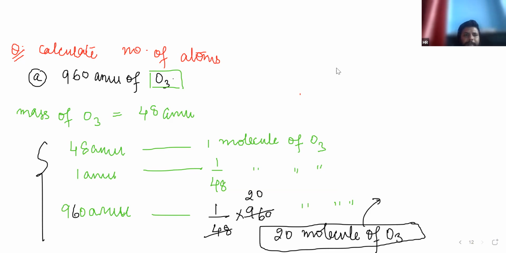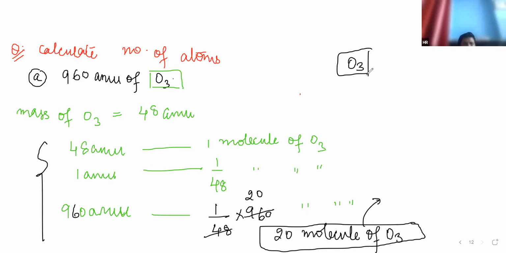Okay, just see. 20 molecules of O3. How many atoms are present in O3? 1, 2, 3, 4. How many atoms are present in O3? Arsalan? You both are taking too much time to answer this. How many atoms are present in O3? Azza? Very good, Arsalan. 3. Why are you taking so much time to recall it? 3 atoms are present in O3.